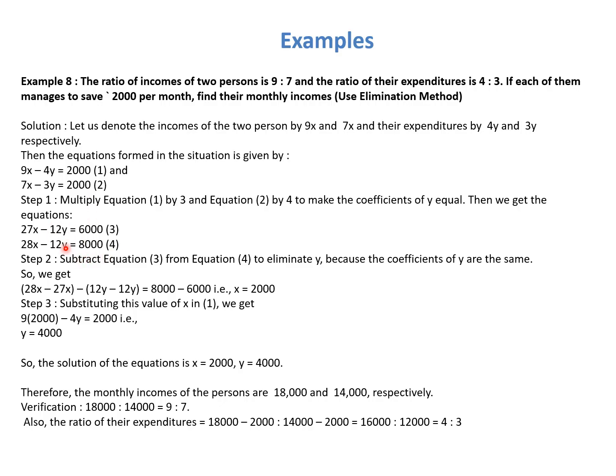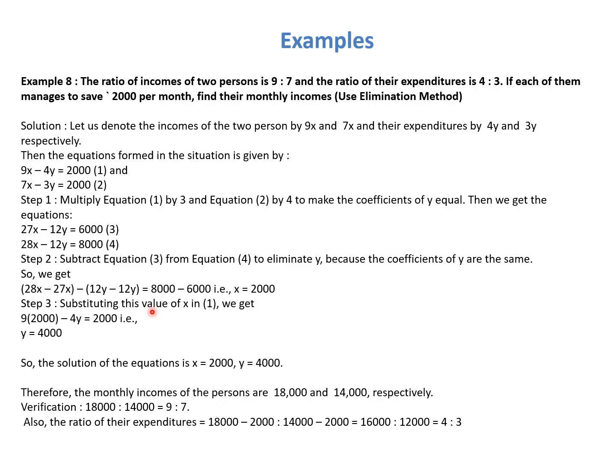Now in this case, our y can easily be eliminated because we have to subtract the first equation from the second equation. Or let's say, second from first, you can do that. 28 minus 27 is equal to 1x, minus 12y plus 12y is eliminated, and then 8,000 minus 6,000 is 2,000.